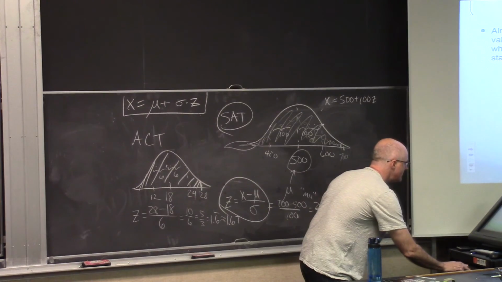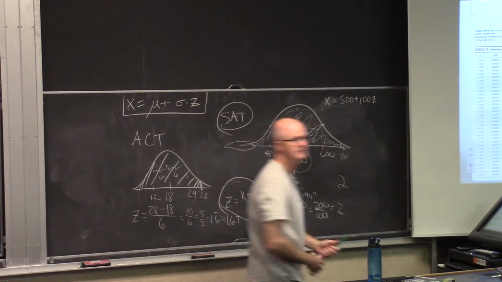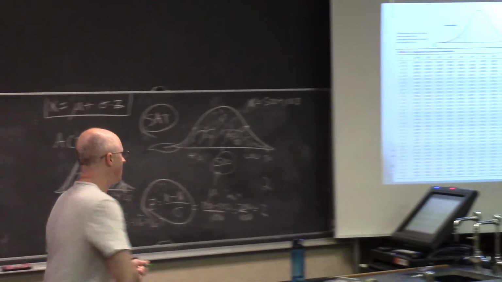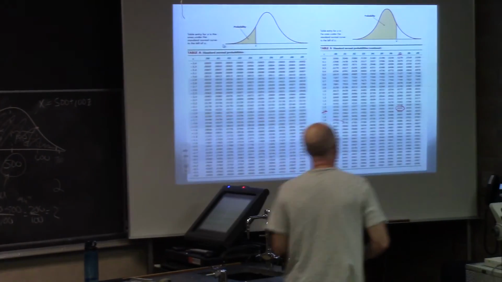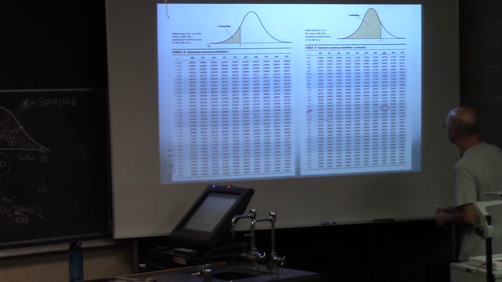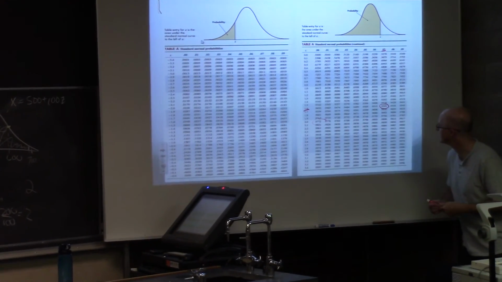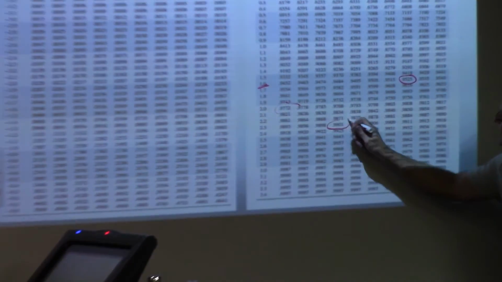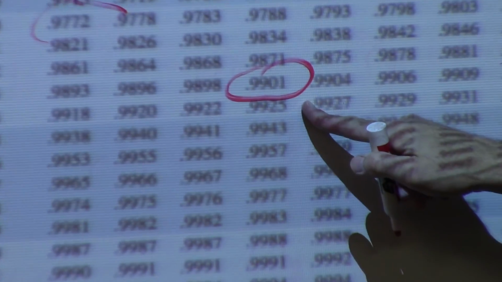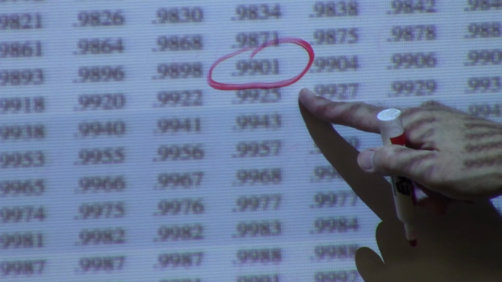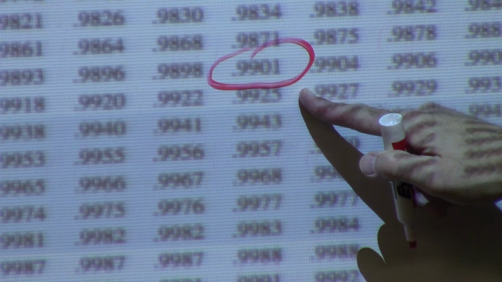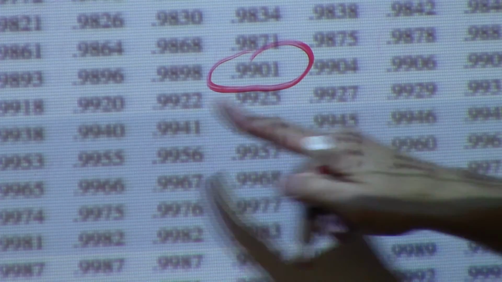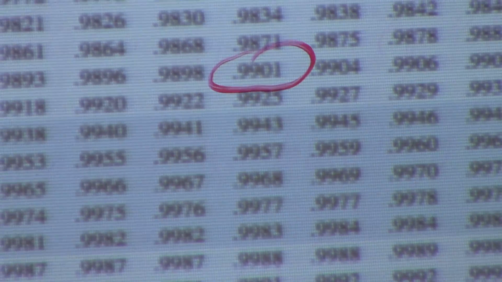Going back to the table, which of these areas is closest to 99%? 0.99, zoom in real close. This one right here is, look in your book, 0.9901 is what that number I circled is. That's the one that's closest to 0.99. It corresponds to a z of 2.33.